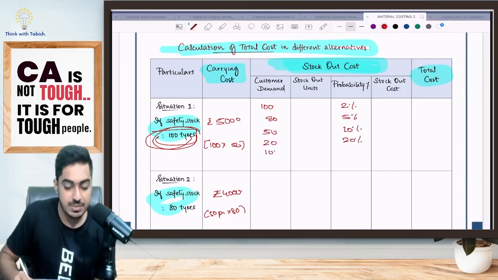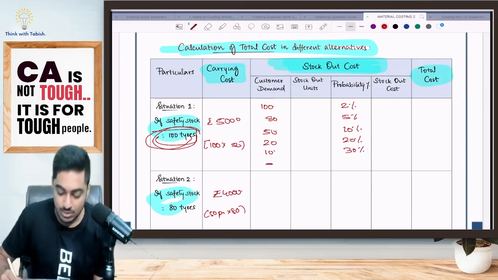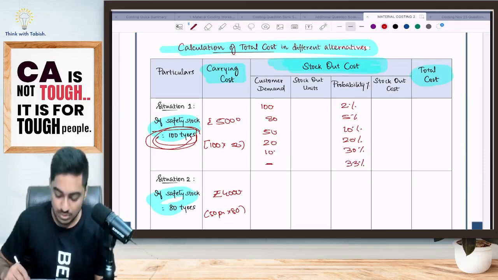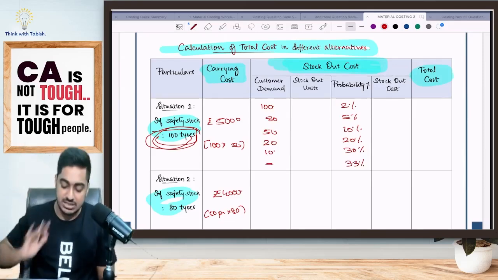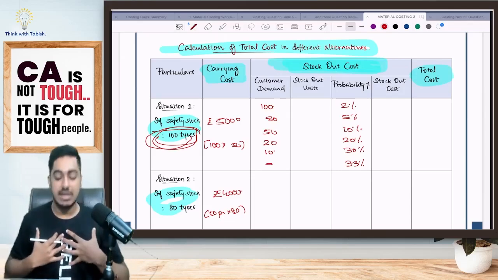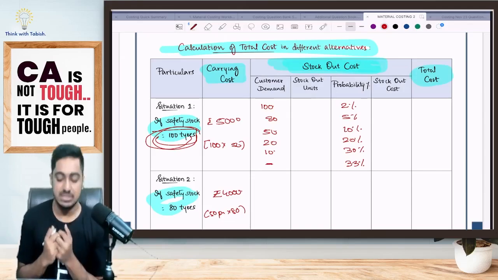Customer can come and ask for 10 tires. What is the percentage of that happening? 30%. Customer may not come at all. What is the percentage of that happening? 33%. Yes or no, everyone? That is what my customer can ask. Now tell me. Imagine you are the customer, I am the supplier. How much safety stock am I having here? I am having a safety stock of 100 tires.